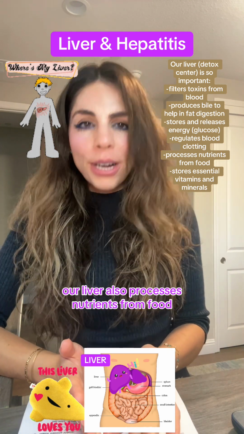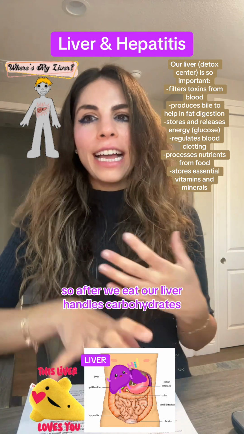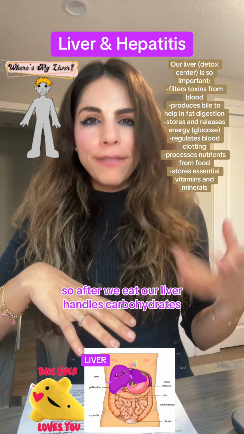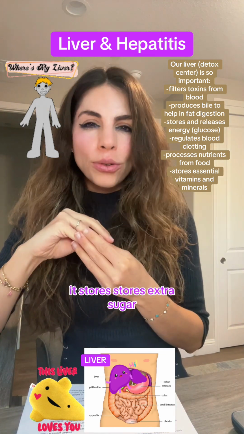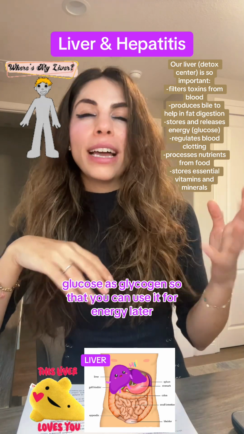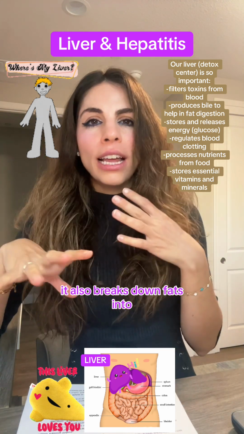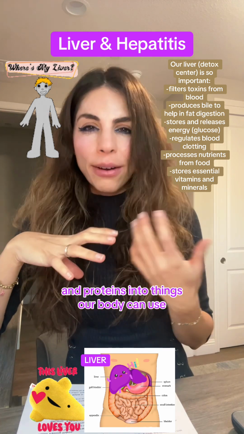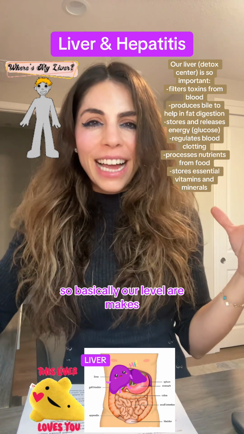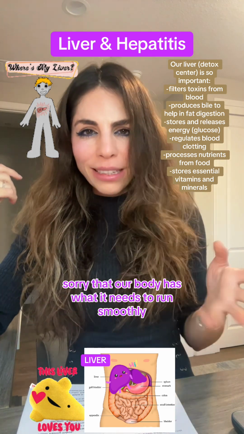Our liver also processes nutrients from food. After we eat, our liver handles carbohydrates, fats, and proteins, and it stores extra sugar, glucose, as glycogen so that you can use it for energy later. It also breaks down fats and proteins into things that our body can use. So basically our liver makes sure that our body has what it needs to run smoothly.